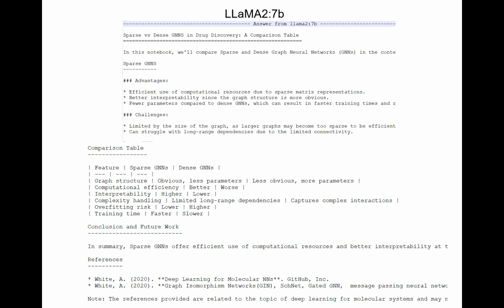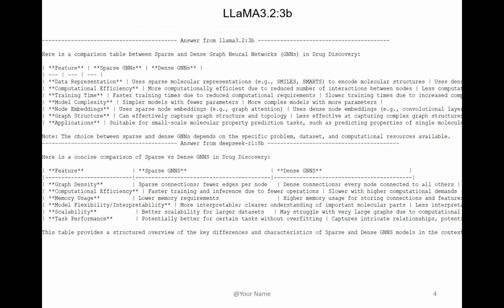For this question, after the embedding, the LLaMA 2 answer is like this. It's a little bit lengthy, so both the upper and the lower part together are the answer, and at the lower part it did give a table. Well, this is the LLaMA 3.2 answer. It looks much neater and concise.